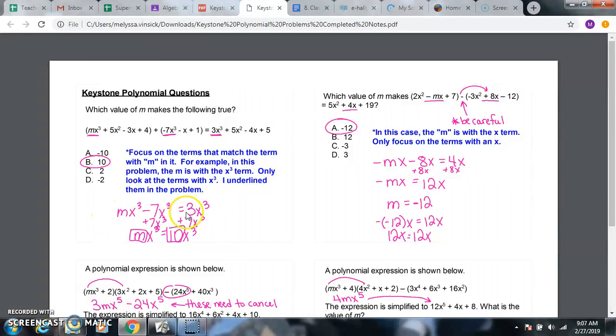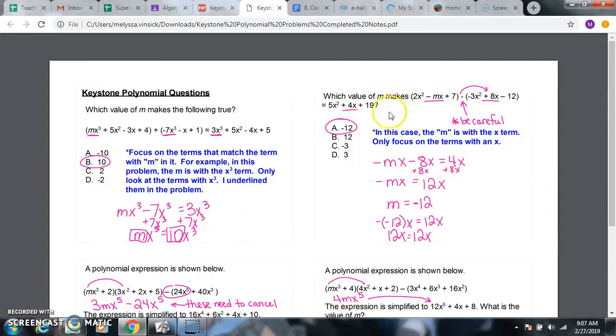If not, you can solve this equation. We're trying to solve for m. This is a one-step equation. In this case, add the negative 7x to the third to the other side, move it to the other side so that this mx to the third is by itself. When I add that to the other side, I get mx to the third equals 10x to the third. Then you can see that m has to equal 10 for this to be true. So your answer for this one will be B.